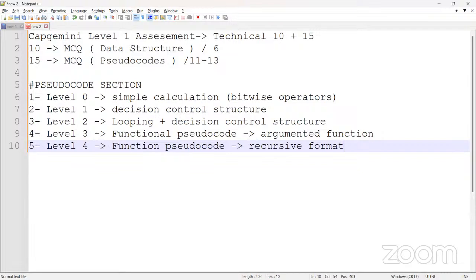With this, I consider that you have got a little bit of an idea about what kind of levels there may be, and how many questions of what level may come in your sectional part. If you understood that, just give me the confirmation, then we will move forward to understand level 0 pseudocodes. Yes, guys, is that understood? Please confirm. Yes, sir.